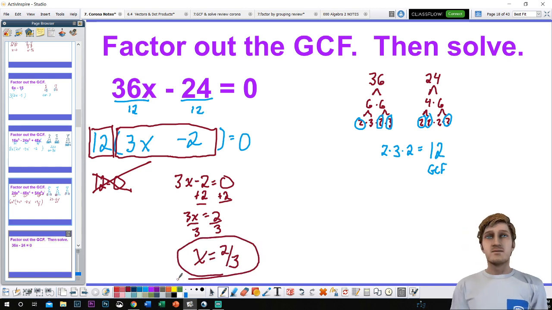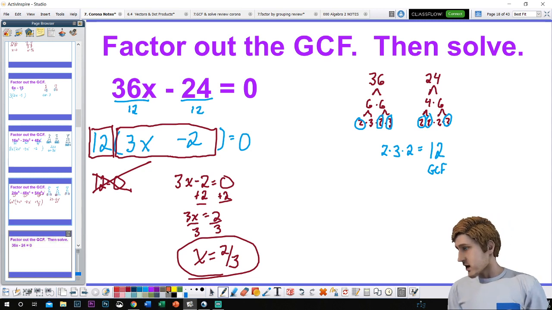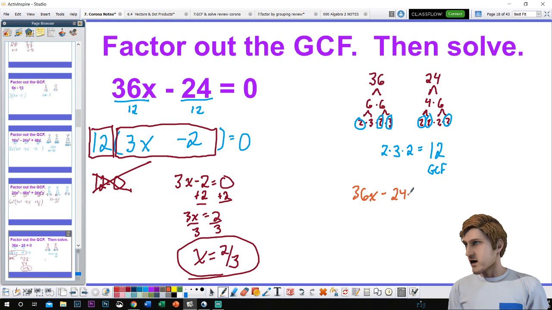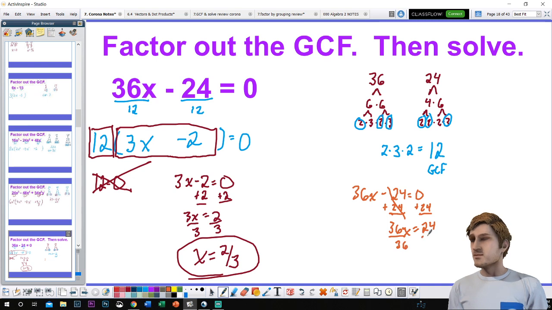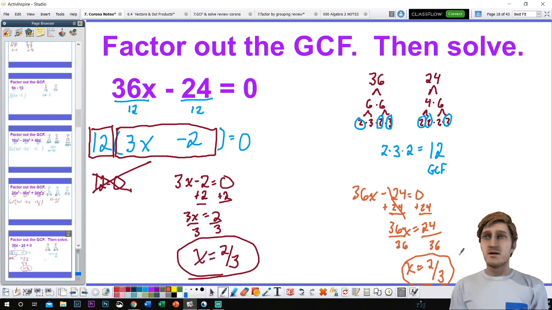And that's my answer. Now, again, if you had done a normal equation, let's pretend we weren't doing a factoring lesson. If we were way back in the first semester, I would have added 24 to both sides. Just doing this to show you that it works. Those would cancel. I'd get 36x equals 24. I would divide by 36, and I would get 24 over 36, which, if you reduce that in your calculator or in your brain, would be 2/3. So this is just a different way to get the same answer.